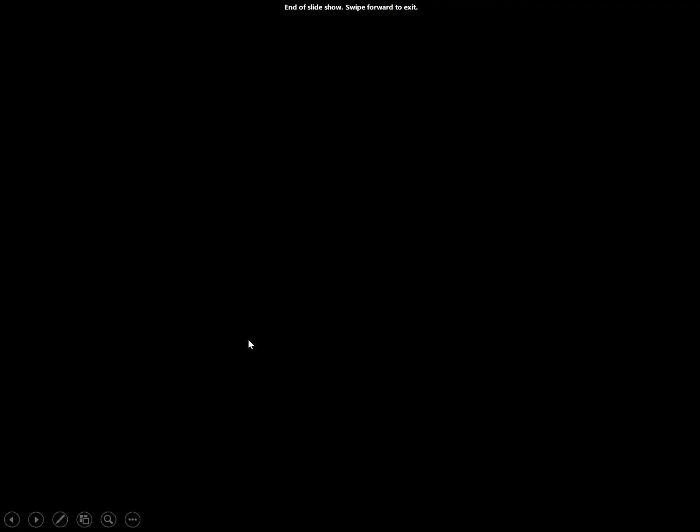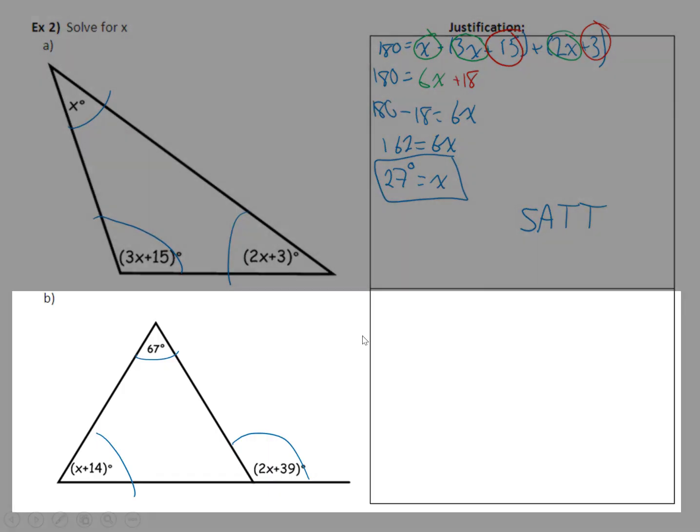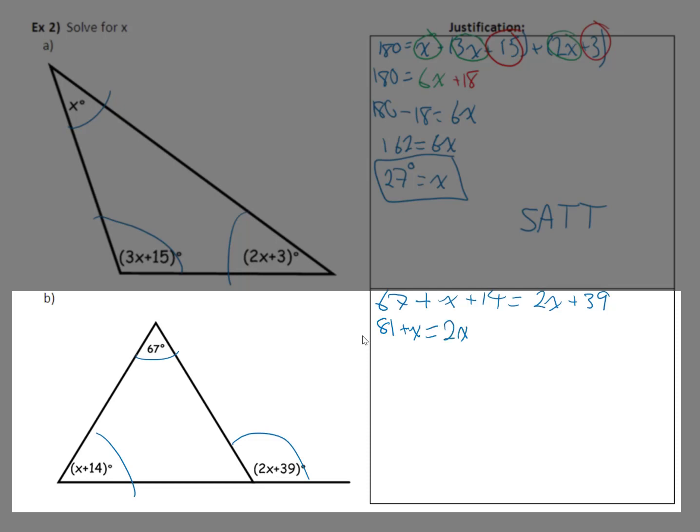So if I go back too far, there we go. I need to set this up so that I have 67 as my first angle, plus x plus 14, and that's going to be the same as 2x plus 39. And once you have this set up, you guys already know how to do this. However, I'll work through it with you just to make sure that we get everything right. So I have 81, because 14 plus 67 gives me 81, plus x equals, well, I still have 2x over here, and plus 39.